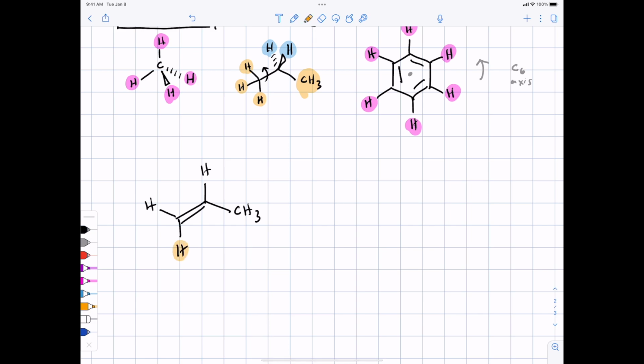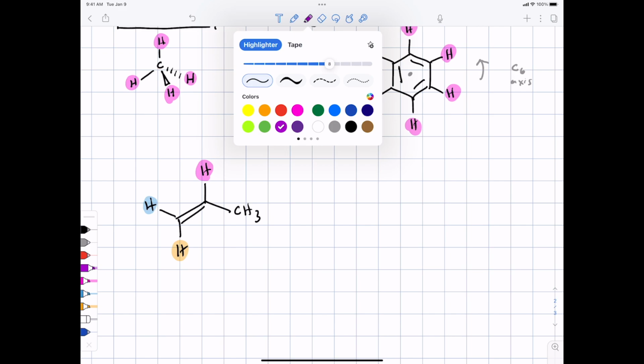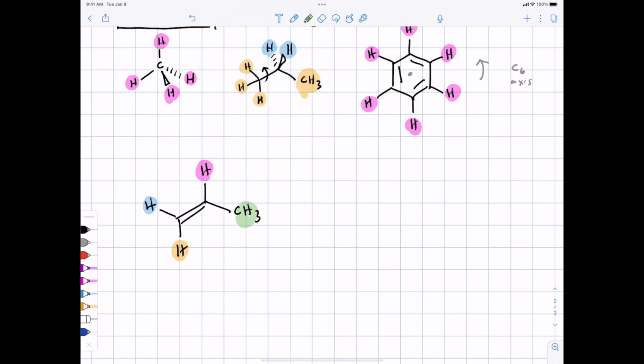Okay, 1, 2, 3, and I guess it's bad to choose purple and pink because they look the same up on your screen. Green-ish. All right, why are blue and yellow, or blue and orange, different? There's no symmetry operation that exchanges the two, right? This is not a plane of symmetry.